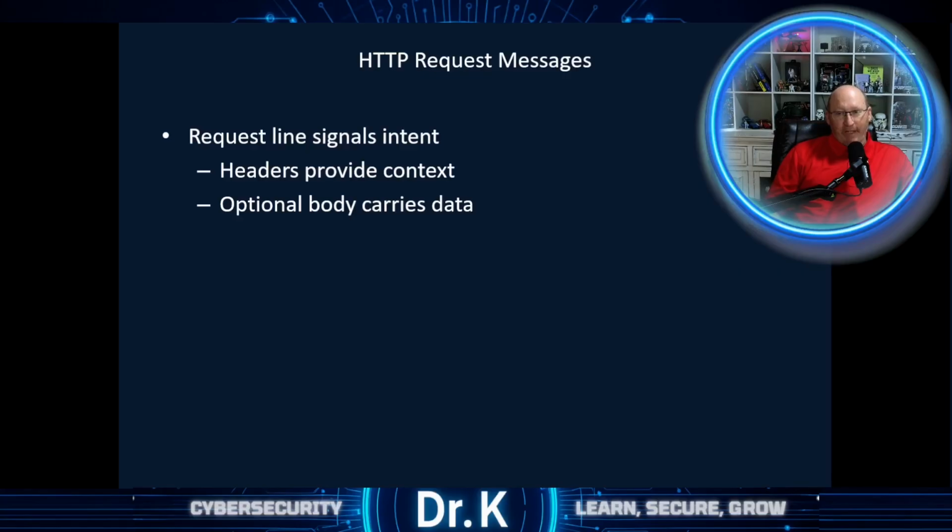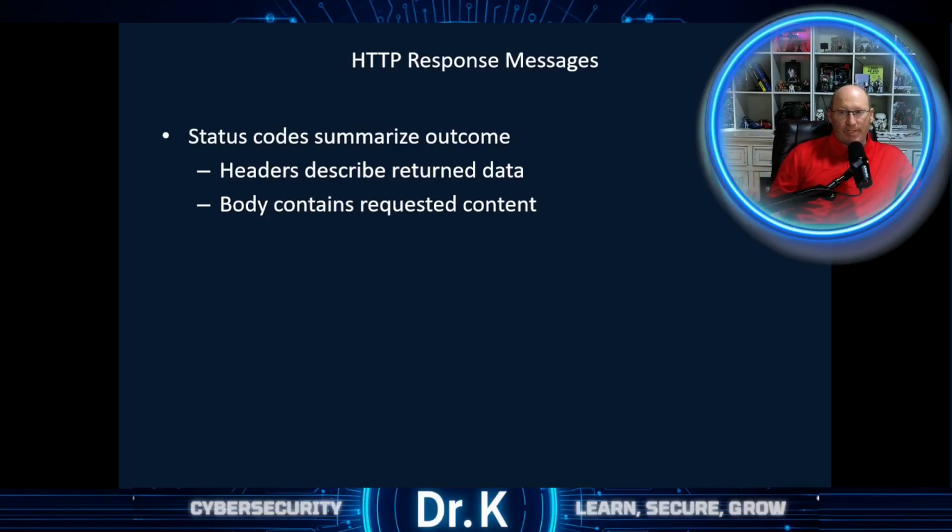An HTTP request begins with a request line that clearly states the action the client wants to perform. The headers add contextual information such as content type, encoding preferences, and connection behavior. When necessary, the message body carries user input or uploaded data. Now, responses begin with a status code that immediately tells the client whether the request succeeded or failed. The headers describe the properties of the returned content, including the size and format, and the body of the message carries the actual resource when it's appropriate.